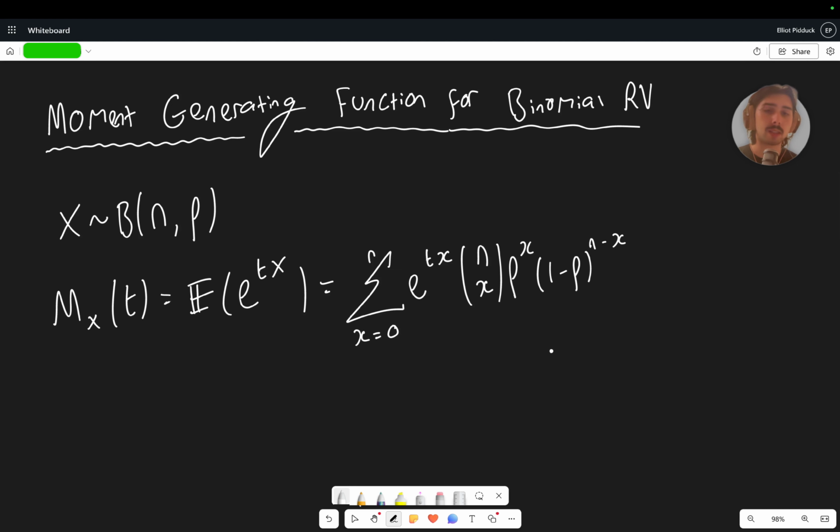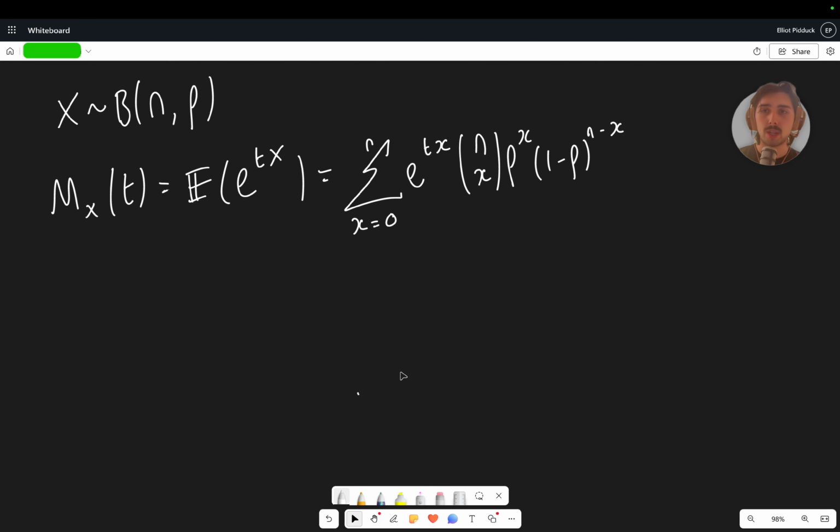What we now need to do is, of course, see if we can simplify this and make it so that we don't have to write it as this sum. Can we maybe write it in a nicer form, a closed form? Well, it turns out we absolutely can. All we've got to do is slightly rearrange this.